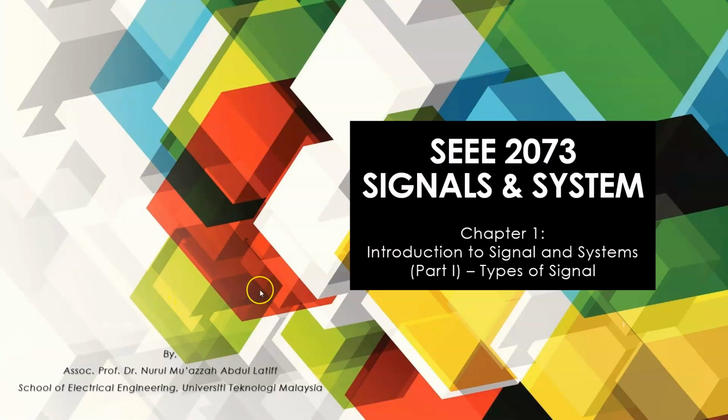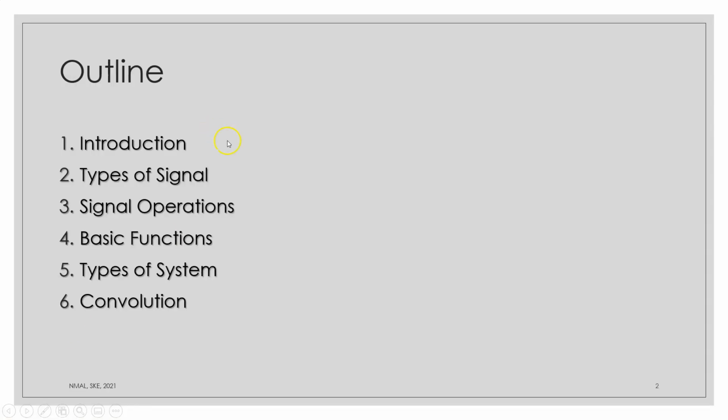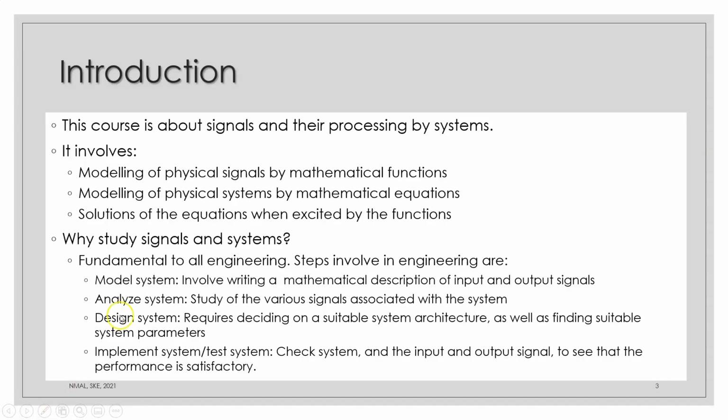Okay, this is actually the introduction to the whole course of signal and system. For this part, I'm going to explain to you the types of signal. Okay, this is the outline for the whole chapter. So for today, I'm going to talk about the introduction and also types of signal.